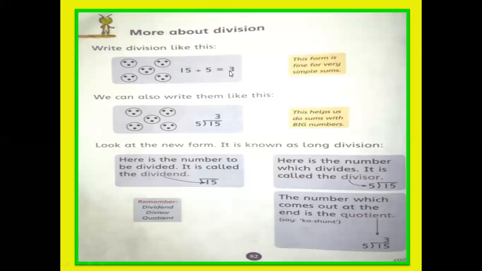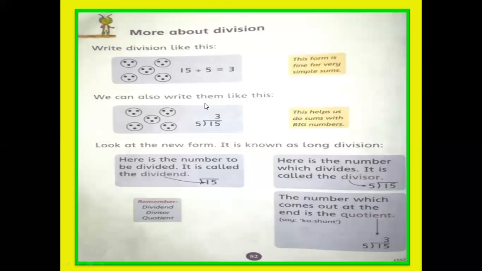So here, how does 3 come? You read the table of 5. 5 ones are 5, 5 twos are 10, and 5 threes are 15. So when we multiply by 3, then 15 comes, this means our answer is 3.